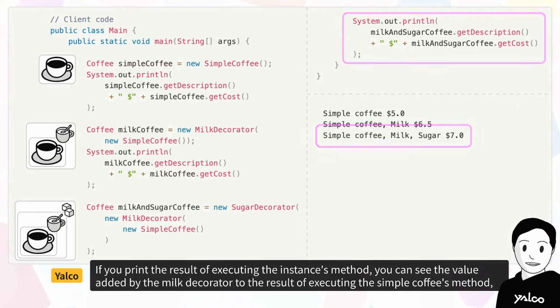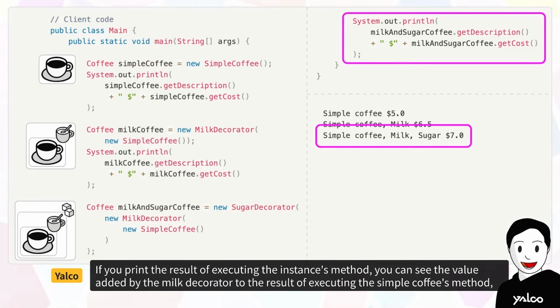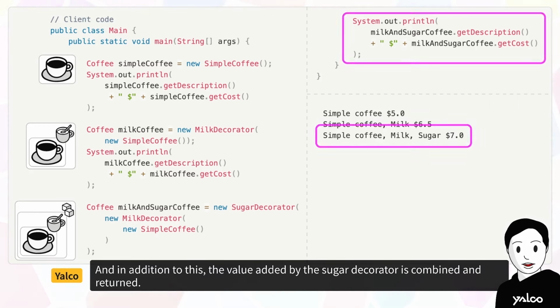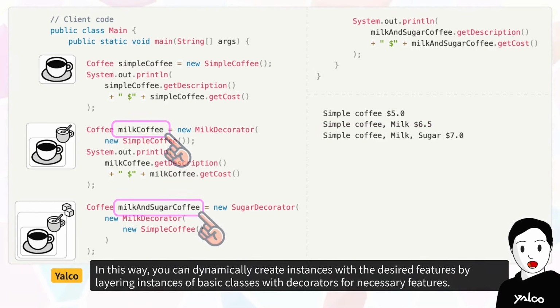If you print the result of executing the instance's method, you can see the value added by the milk decorator to the result of executing the simple coffee's method, and in addition to this, the value added by the sugar decorator is combined and returned. In this way, you can dynamically create instances with the desired features by layering instances of basic classes with decorators for necessary features.